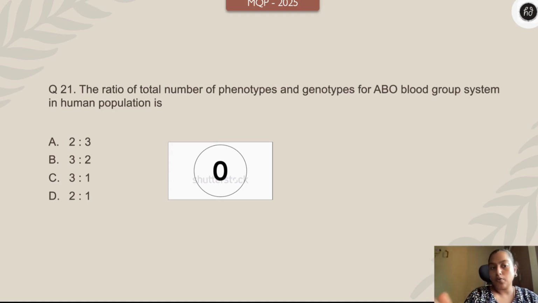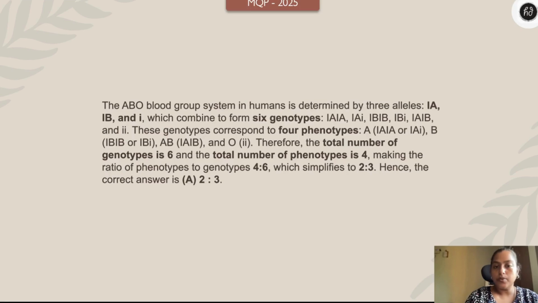So phenotypes 4 and genotypes 6. So 4 is to 6 is nothing but 2 is to 3. So the answer is 2 is to 3. See, 4 phenotypes and 6 genotypes are there. Simple, that's all. Yeah, next one.